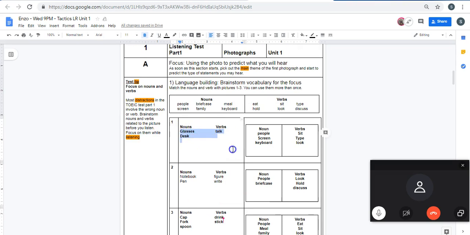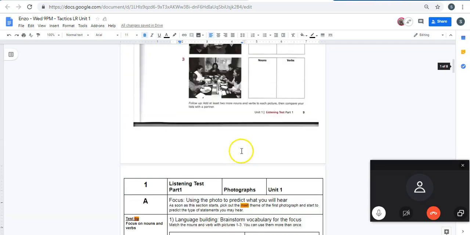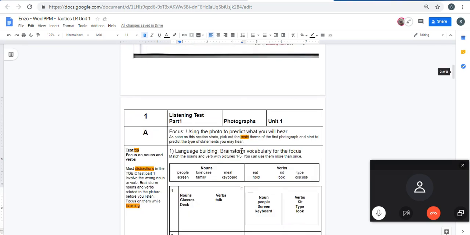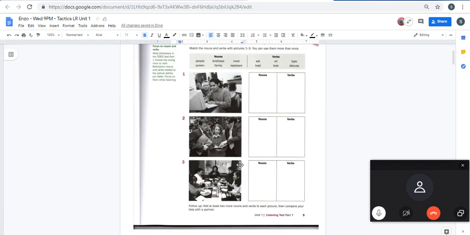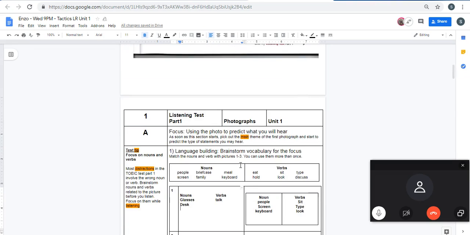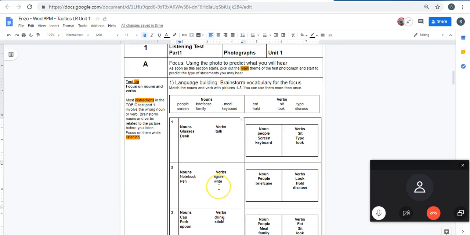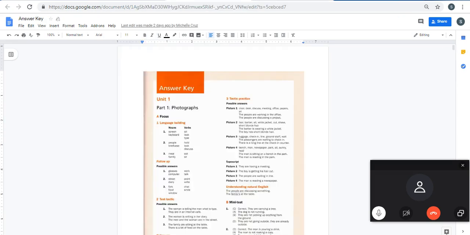Alright, so let's go now and review. So first, glasses. Where did you say glasses? Glasses, because the woman is wearing glasses. Okay, good. And then desk. The computer is put on the desk. Alright. Good. So for me, other information that I could add is computer. Yeah, it's computer.